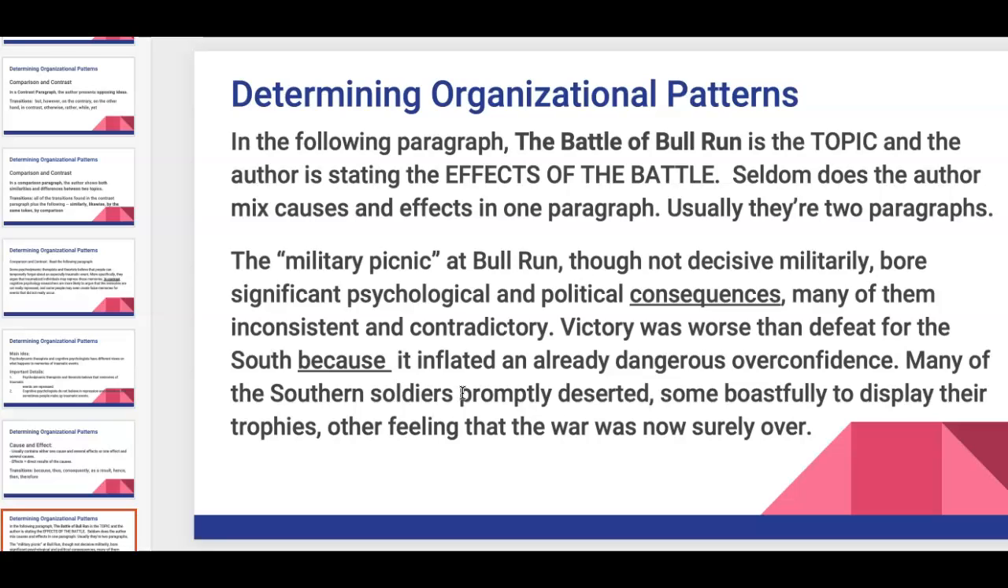So, the military picnic at Bull Run, though not decisive militarily, bore significant psychological and political consequences, many of them inconsistent and contradictory. Victory was worse than defeat for the South because it inflated an already dangerous overconfidence. Many of the Southern soldiers promptly deserted, some boastfully, to display their trophies. Others felt that the war was now surely over. So they won the military picnic at Bull Run. For them, it was won, but there were consequences, and here's what they were. So a cause and effect.